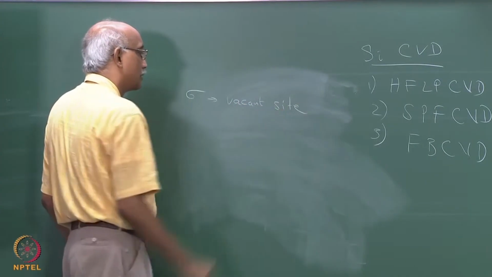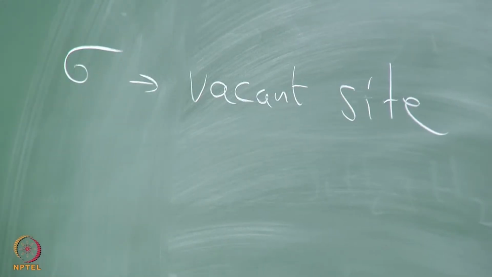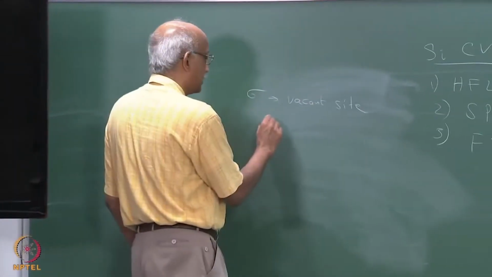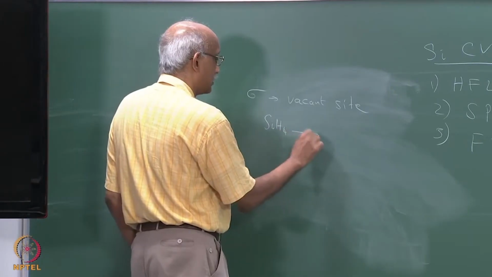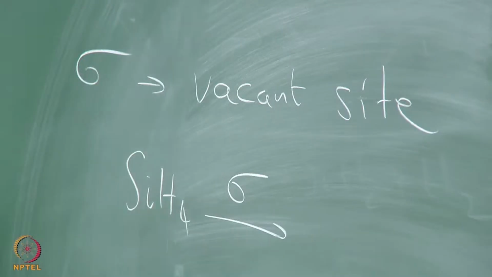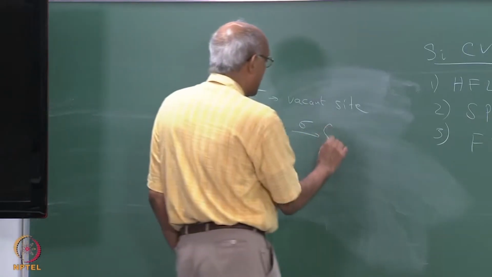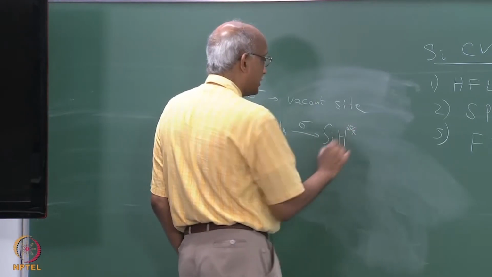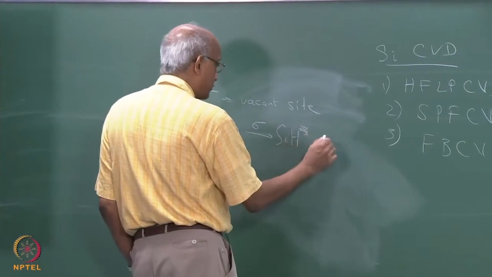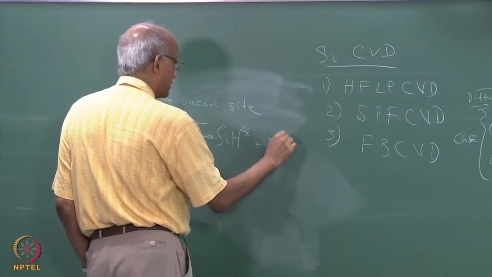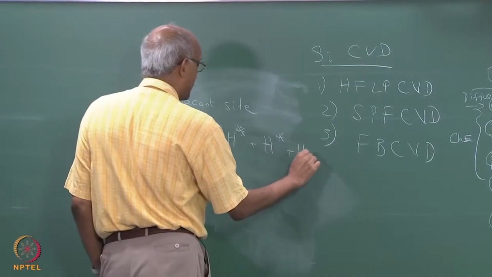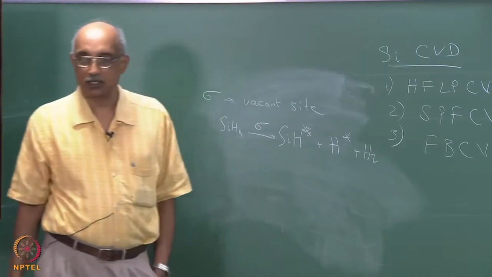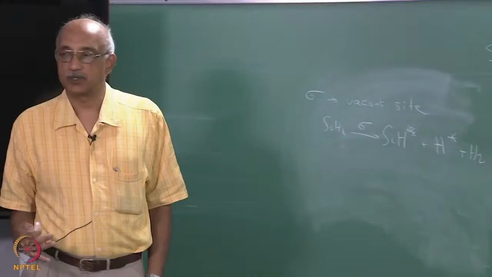sigma, which is the vacant site on the surface, almost like a catalyst. So, when you have SiH4 approaching a surface, approaching a vacancy, what happens is SiH plus or SiH gets adsorbed as a separate molecule, H gets adsorbed as a separate molecule, and then H2 leaves as gas. So, the asterisk here essentially indicates an adsorbed molecule. So, this is the first step in the adsorption.